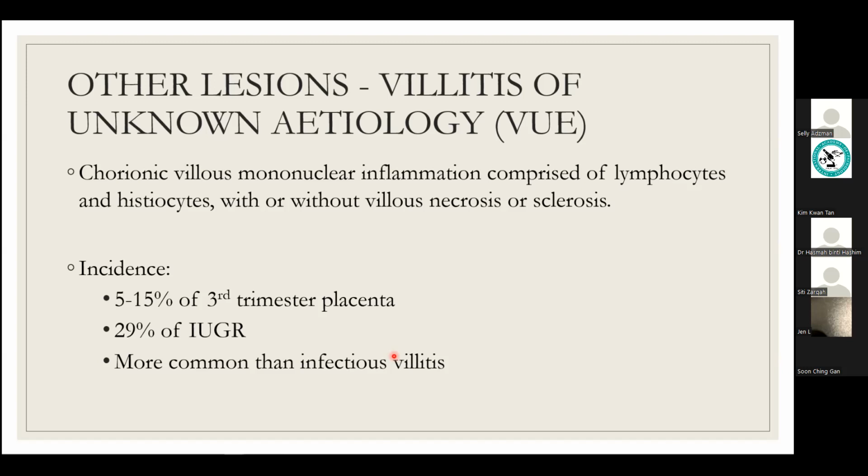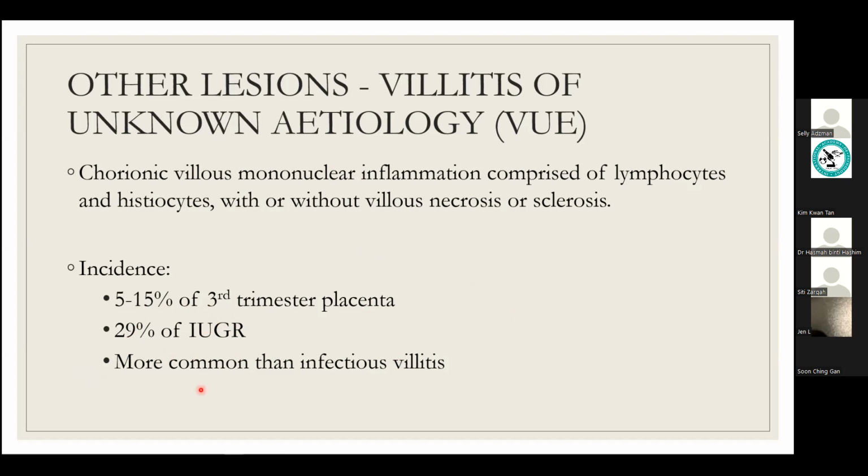Otherwise the story will be too long. Okay, so the incidence is 5 to 15% of third trimester placentas, and in IUGR babies, 29% actually show villitis of unknown etiology.